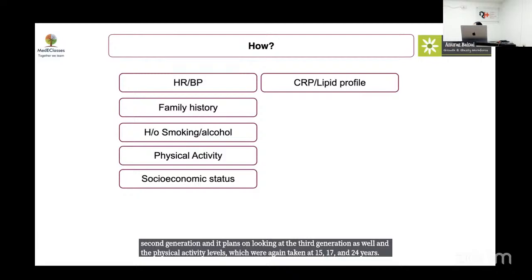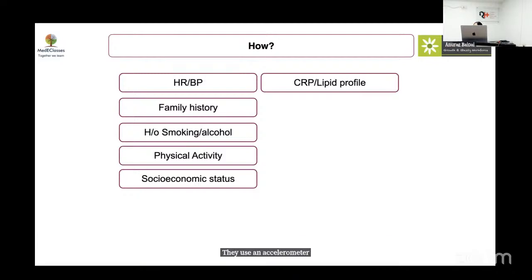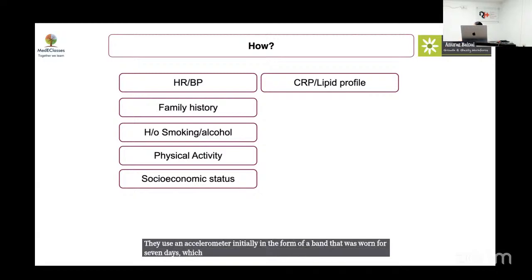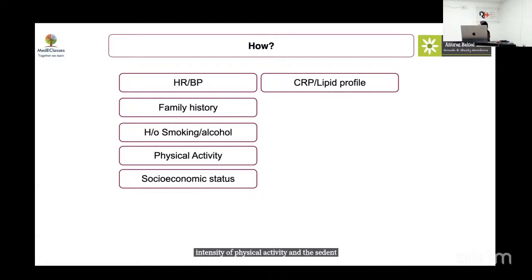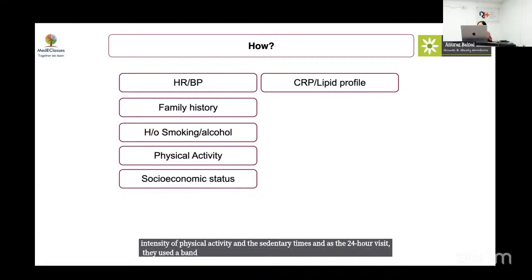They used an accelerometer initially in the form of a band that was worn for 7 days, which quantified their intensity of physical activity and the sedentary times. And at the 24-year visit, they used a band that was worn around for 4 days.